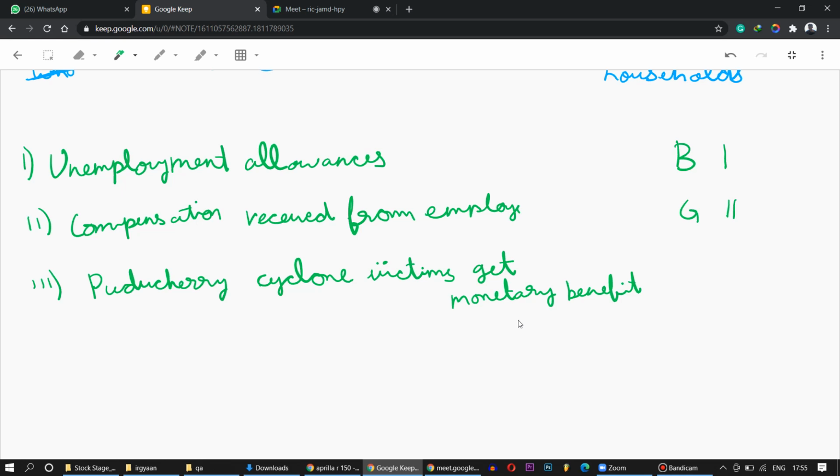there are no factors of production. Land, labor, capital is not being used. Here, factors of production is being used. Can you name what factor is being used in case number 2? Exactly, labor is being used here.